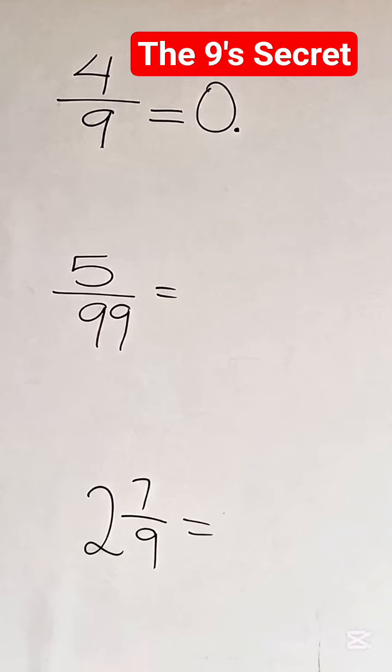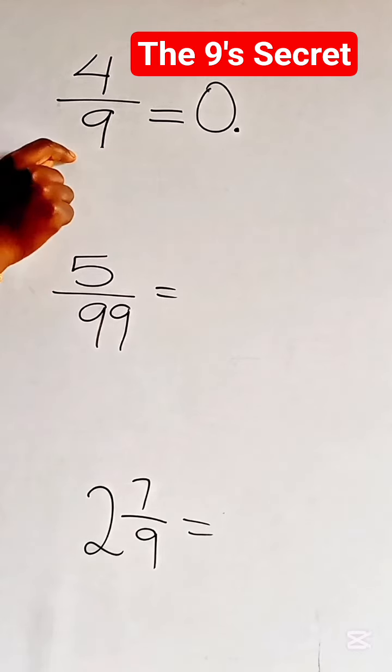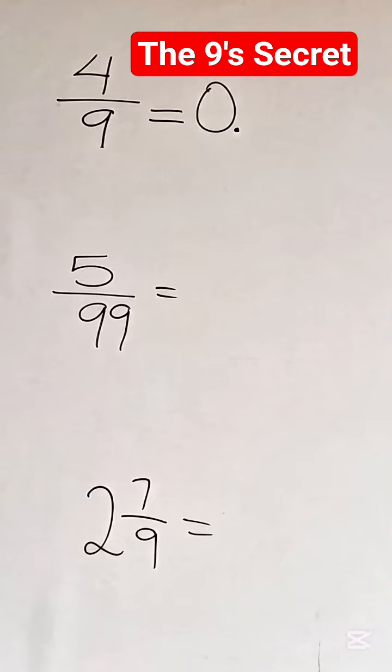So we have what we call the terminating decimal and a recurring decimal. When it's a terminating decimal, it means that the numbers do not repeat themselves after the decimal point. But in the case of a recurring decimal, the numbers keep repeating themselves. The trick to knowing a terminating decimal or a recurring decimal is by observing the denominator of that fraction. So in this case, we have 9.